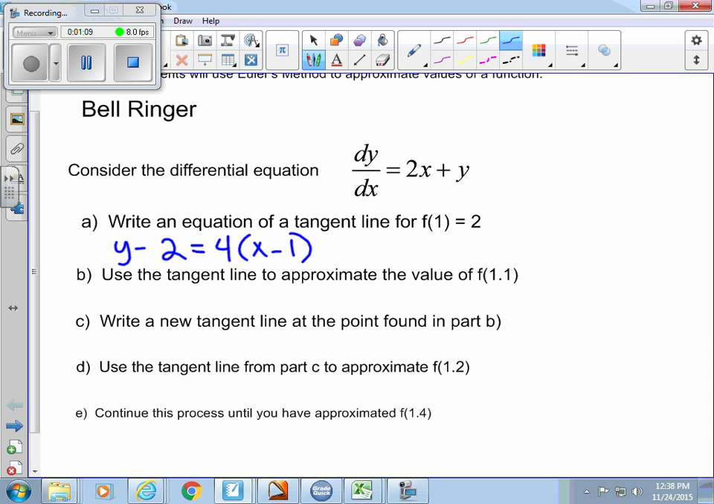Use the tangent line to approximate the value of f(1.1). Plug 1.1 into the tangent line, into the x value. Quick question. Can you solve this differential equation?